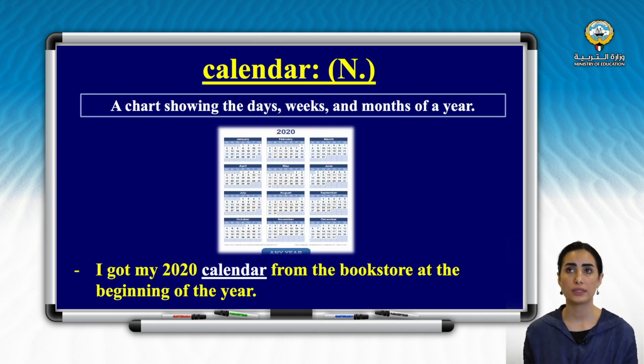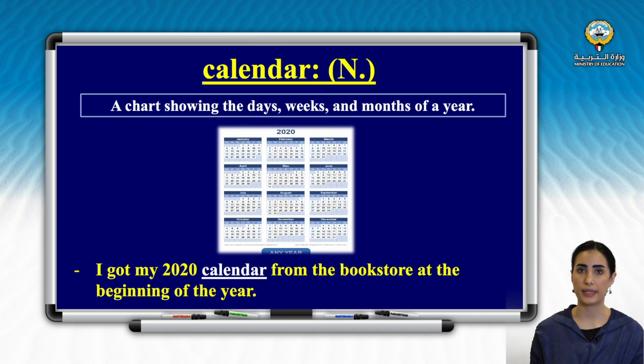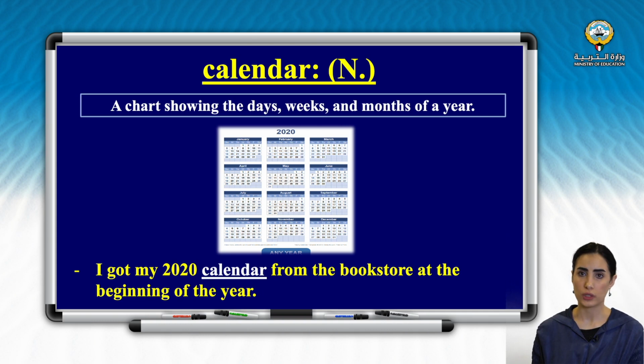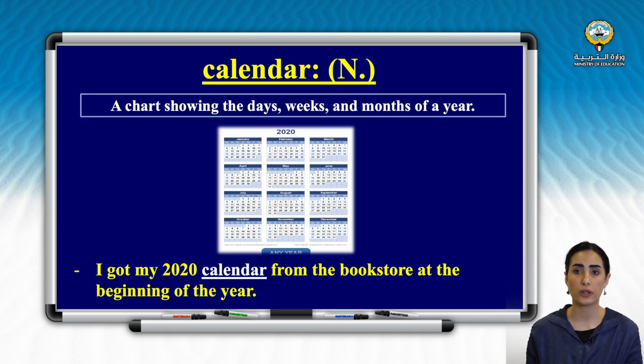Next, we have the word calendar. Repeat after me. Calendar. Calendar. What part of speech is calendar? It's a noun. Let's look at the example and pay attention to the picture. I got my 2020 calendar from the bookstore at the beginning of the year. So a calendar here is a chart showing the days, weeks, and months of a year.